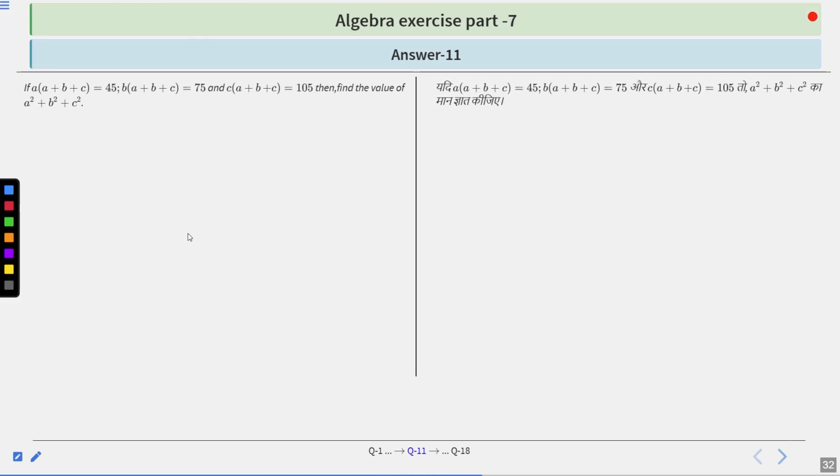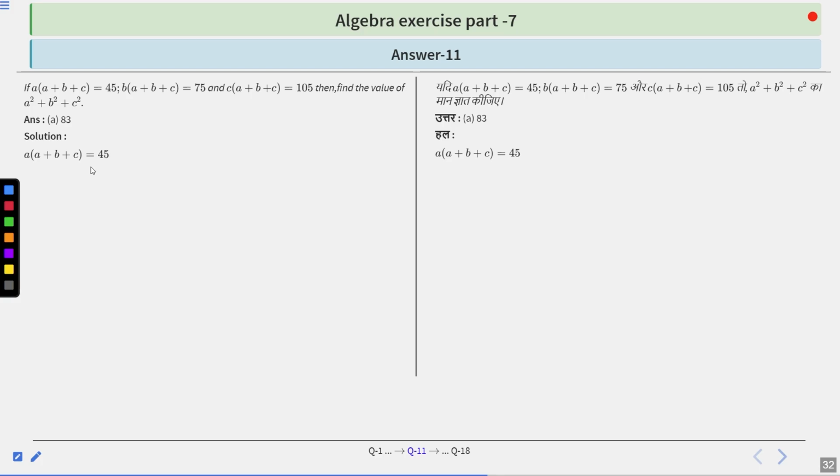Now, we were given a into a plus b plus c equal to 45, b into a plus b plus c equal to 75, and c into a plus b plus c equal to 105. And the value of a square plus b square plus c square has to be found by us. The answer to this question is option number A, 83. Now, let us look at the solution of this question.